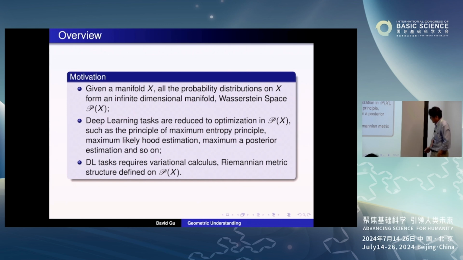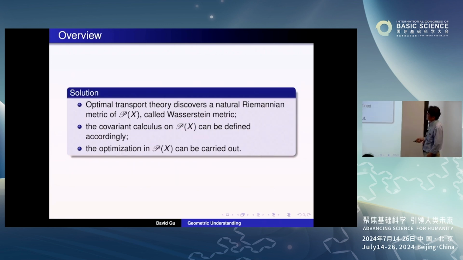Basically, optimal transport defines the Riemannian metric for this Wasserstein space. From this Riemannian metric, you can define the Levi-Civita connection. You can do a lot of calculus. You can do optimization. So that's why we say optimal transport gives you the foundation for deep learning.